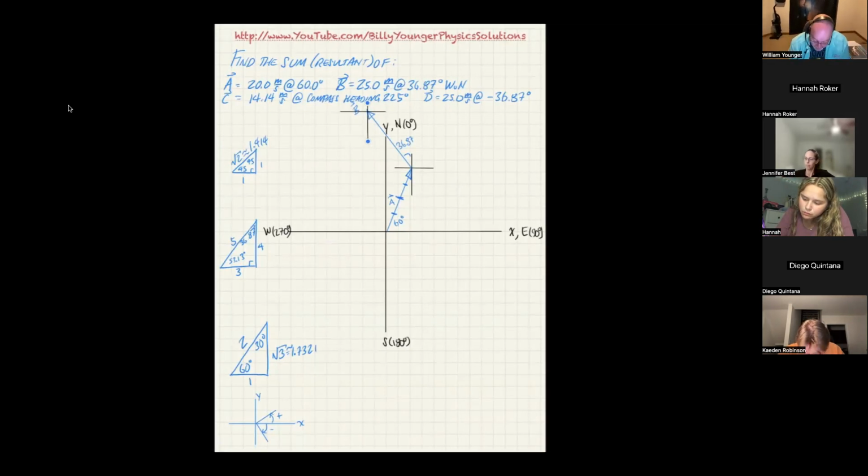Okay, so that doesn't look too terribly bad. Now this vector is a compass heading of 225. According to the drawing, if I went straight up parallel to the positive y-axis, that'd be 0 degrees. If I go straight to the right, that's 90. If I go straight down, that's 180. If I go another 45 degrees, then that'd be 180 plus 45, which is 225.